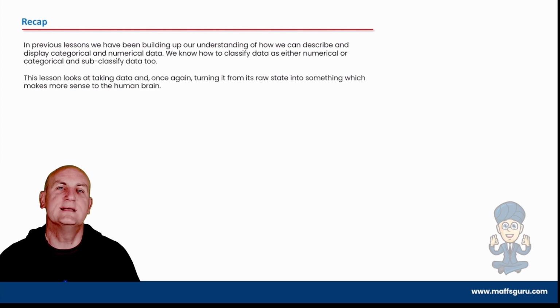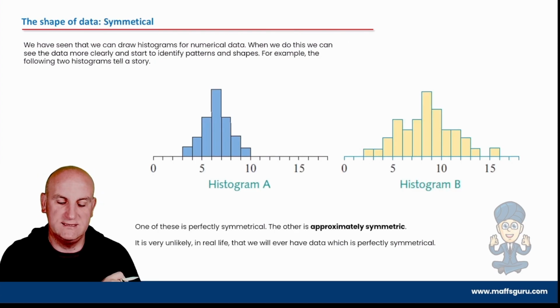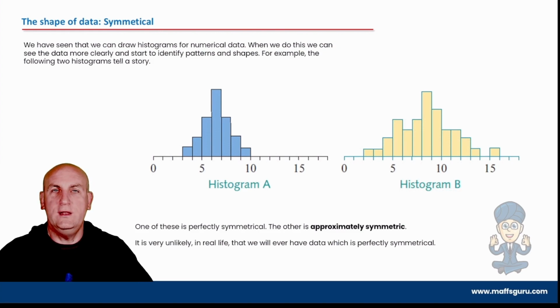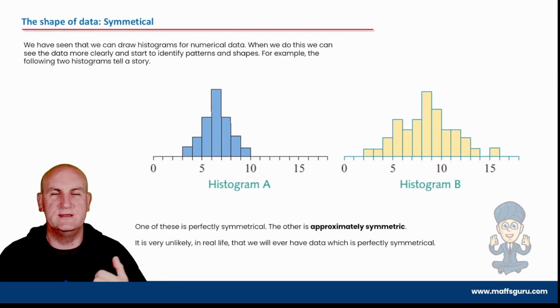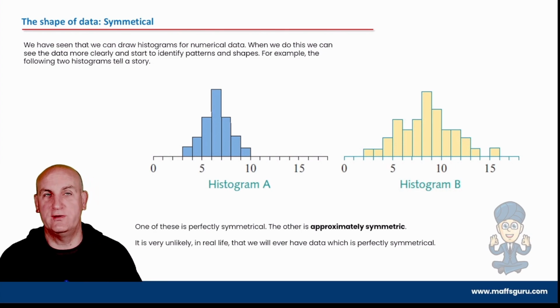As I say, we've been building up our understanding of how we describe and display categorical and numerical data, how we can classify them as numerical or categorical and subclassify too, as well as being able to interpret frequency tables and bar charts and display and describe numerical data. So we've done that. Now let's get on with the exciting stuff. When you look at data, particularly on graphs, you are looking for things about the shape and the center and the spread of the data, all really important. So that's the stuff that's going to go in your summary book.